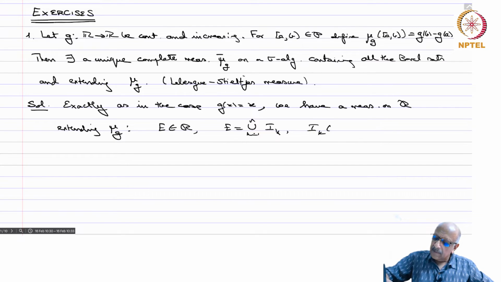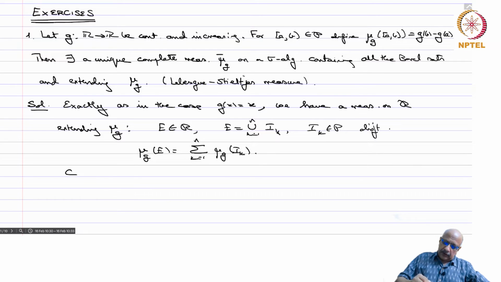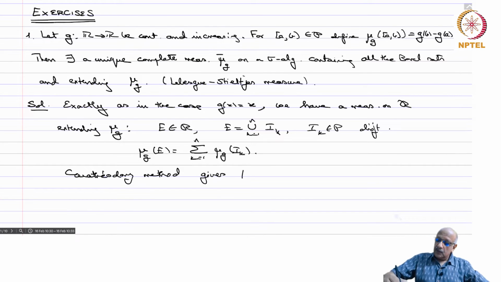So if E belongs to R, then E equals the union of I_k, k equals 1 to N, with I_k in P and disjoint. Then you define mu G of E. There's only one way to define: this is the sum over k equals 1 to N of mu G of I_k. Once you do this, then the Caratheodory method gives mu G bar.